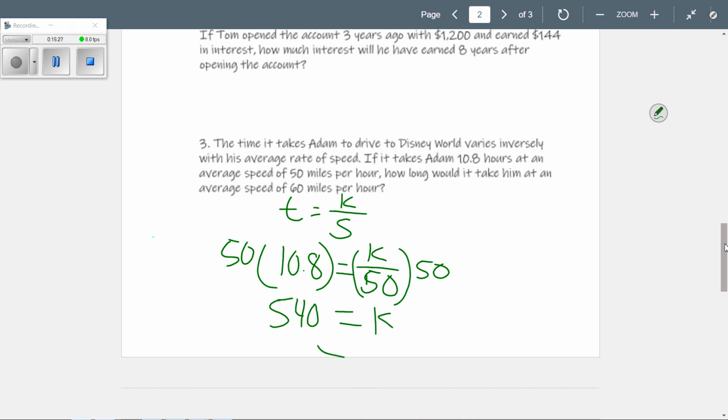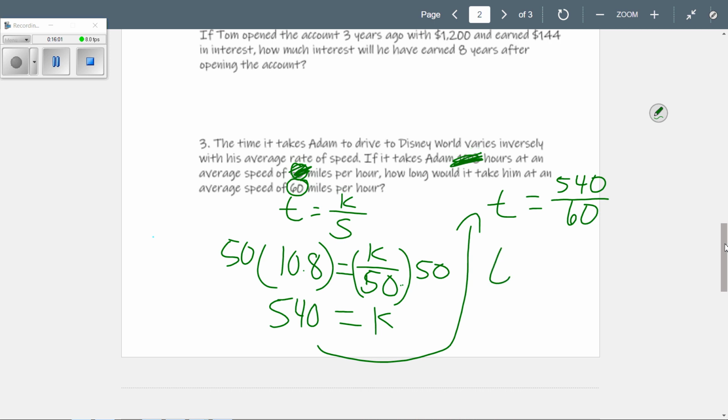Now we're going to take the constant and plug it in with the new speed. So the time it takes t equals 540 divided by 60. Because he's now going 60 miles an hour. That's where I get the 60 from. We used 50 earlier, but now he went 60 miles an hour. So 50 is done, 10.8 is done. We found k, so we plug it in. So the time it takes him this time is 540, the constant, divided by 60. 540 divided by 60. You shouldn't need a calculator, but if you do, that's fine. The time it takes is 9 hours.